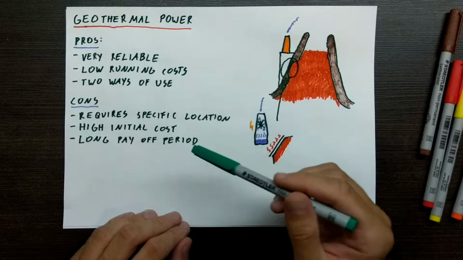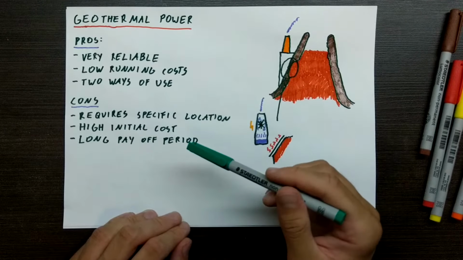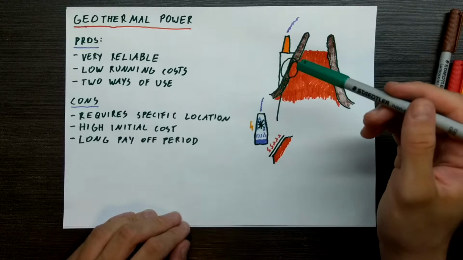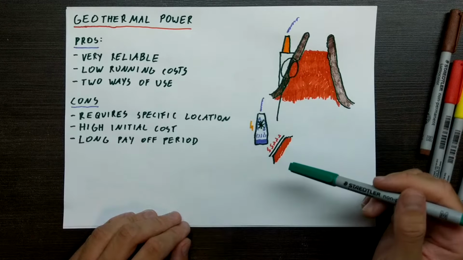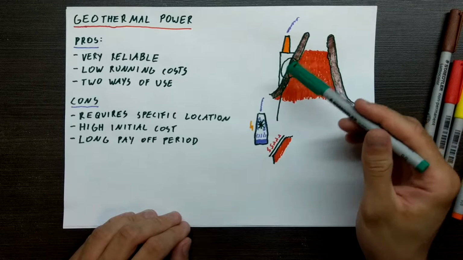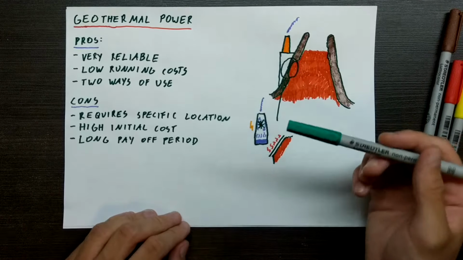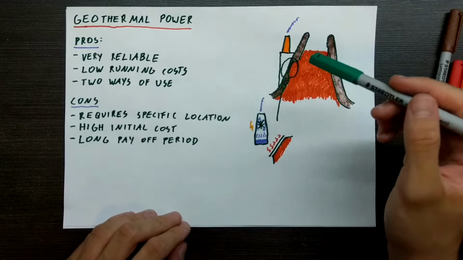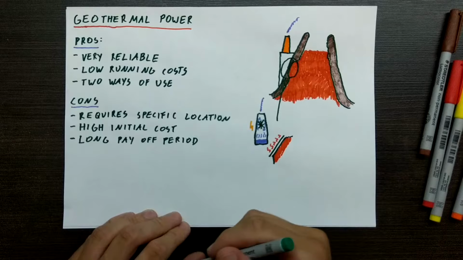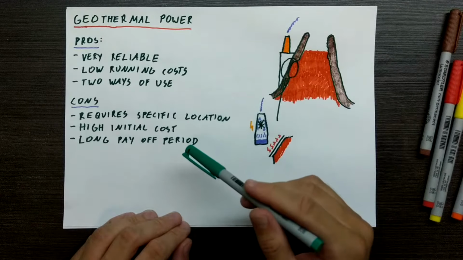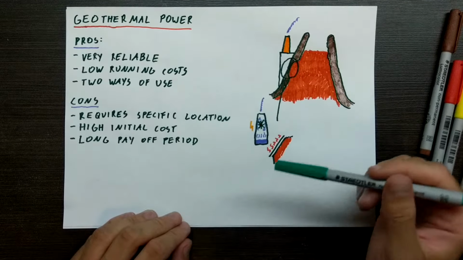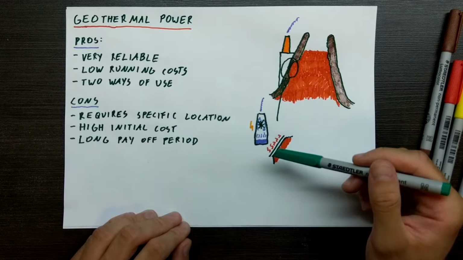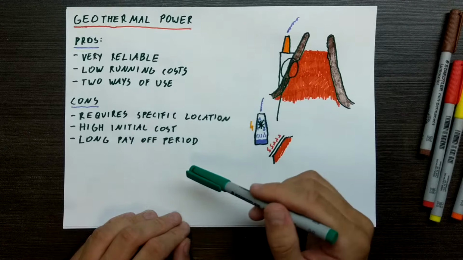Another disadvantage is that geothermal power does require high initial costs because there is quite a bit of technology involved, and you need to build a massive power station. Often it is on expensive land, so an energy company will have to shell out a lot of money to buy that land and to build that power station on there. And because of those high initial costs, and because of the amount of energy that you actually get from this way, there is a long payoff period.